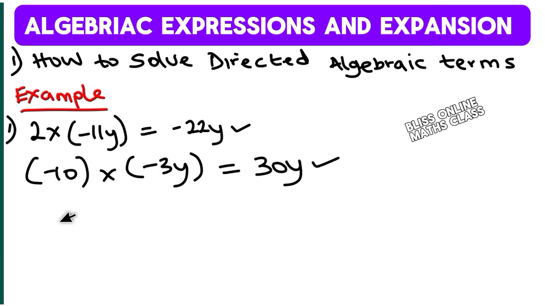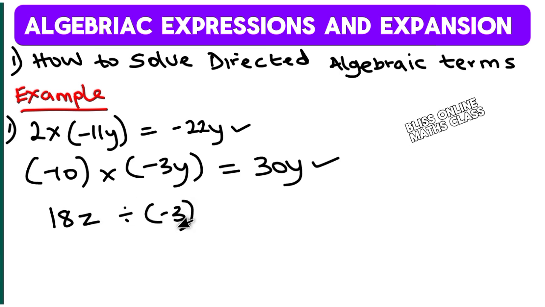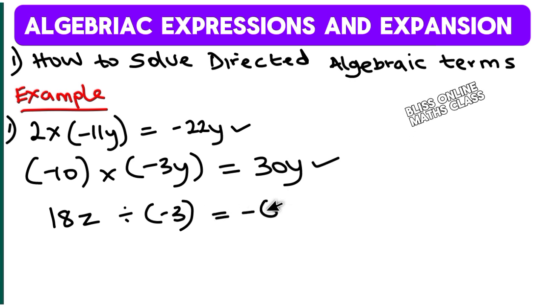And lastly, another example we're looking at is 18z divided by minus 3. 18 divided by minus 3 will give us minus 6z. And that's our answer. So that's how you solve your directed terms, everything is just direct.